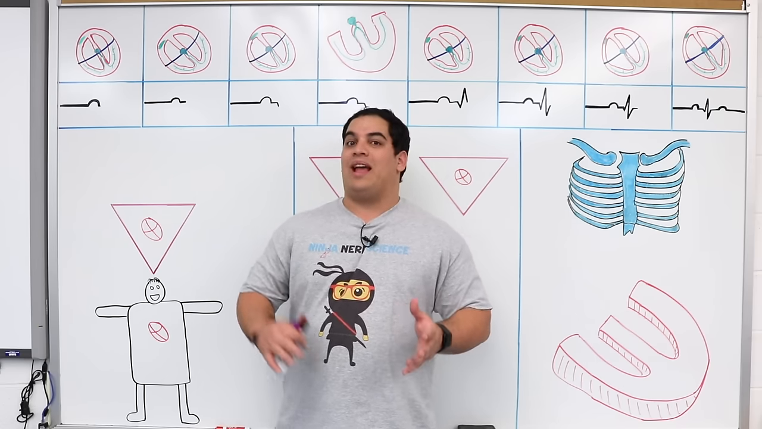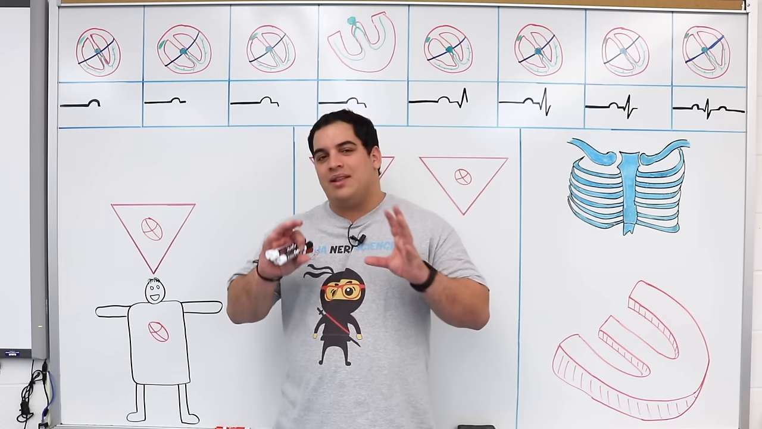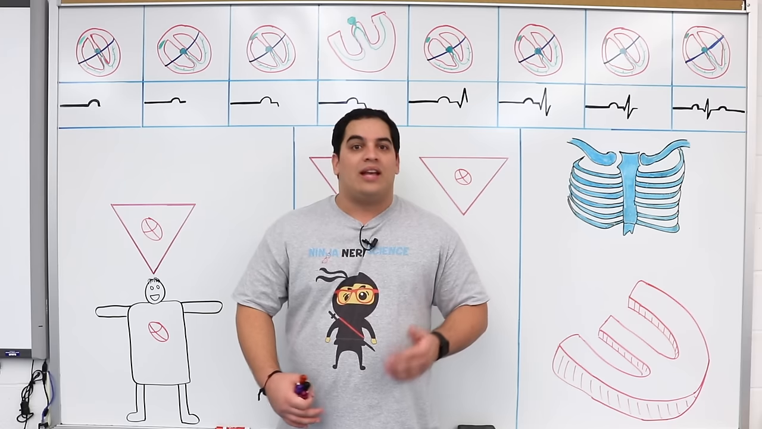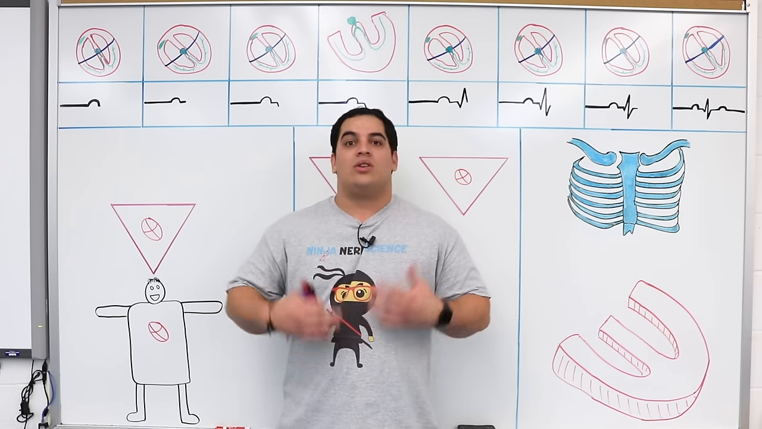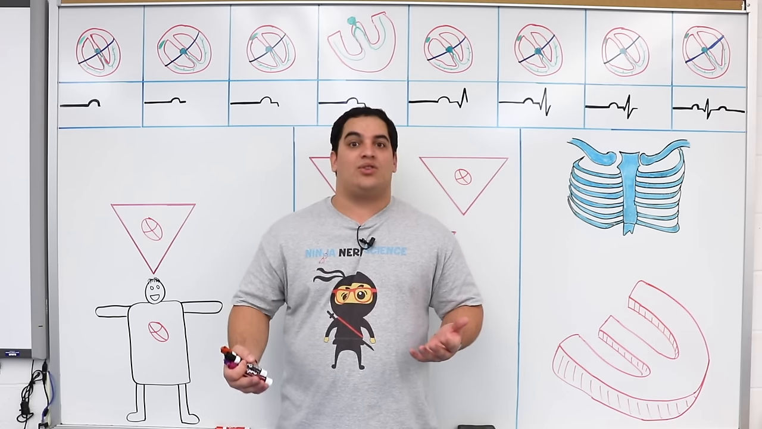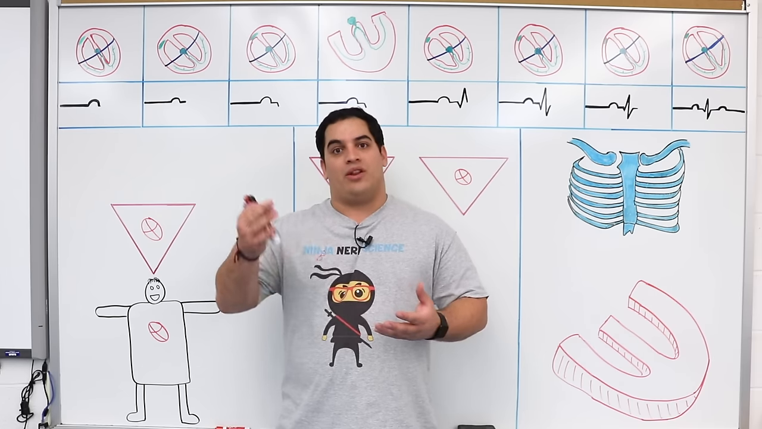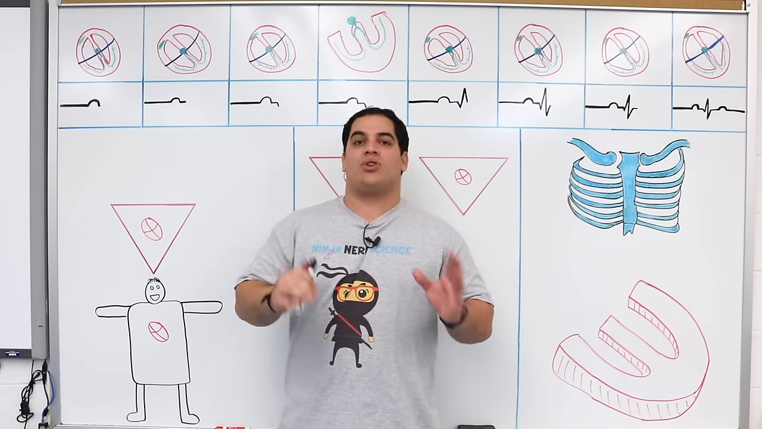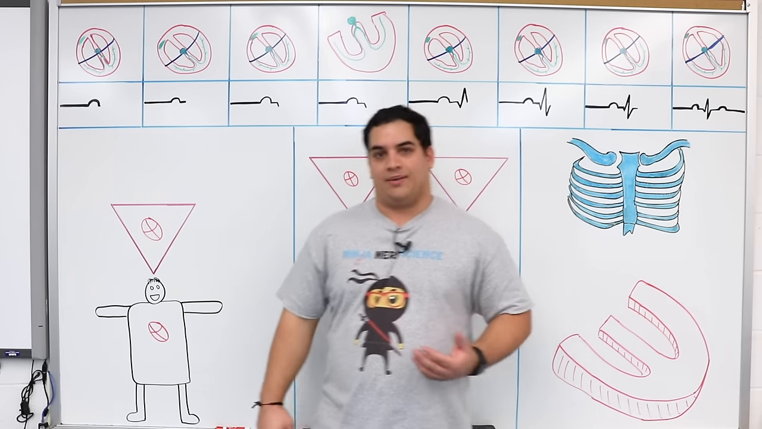In order for us to do that, we have to dig into the basics of the electrical activity of the heart, talk about how that represents vectors, and how those vectors are interpreted and generated through the graphical representation that we see on EKGs. So let's go ahead and first start on the cardiac conduction system.